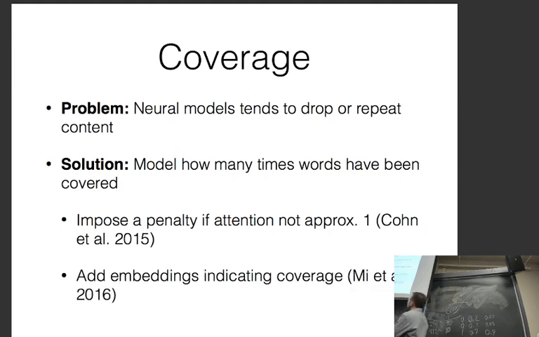Another way you can do this is to add embeddings indicating coverage. So if you have things that are covered 1 time, then you have an embedding that approximates that. So the first is adding a constraint to the loss of your model. This is adding information to your model with the hope that your model will learn to use that well.